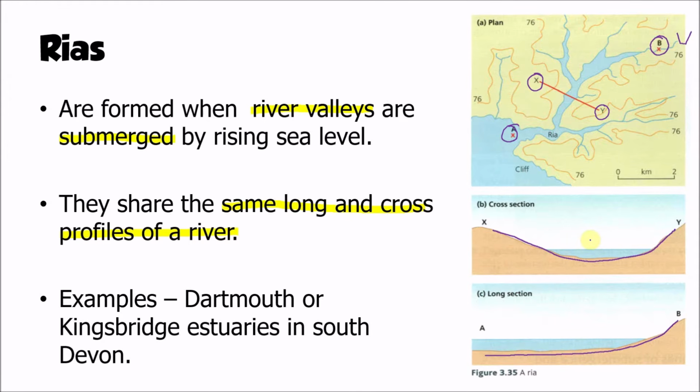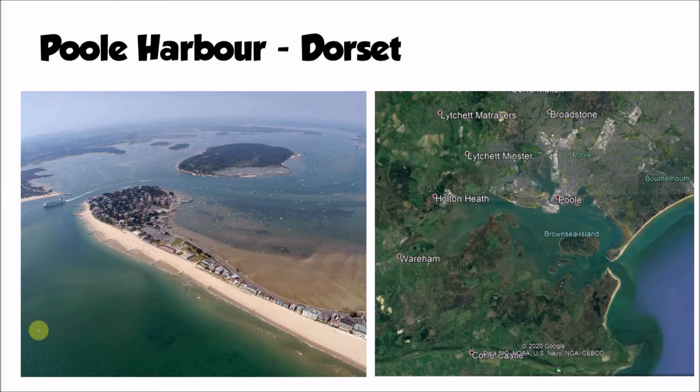A great example of that are the estuaries in and around Dartmouth and Kingsbridge on the south coast in Devon. We're going to cut and have a look at those on Google Earth in a minute, but more locally to us in Dorset, Poole Harbour is actually a great example of a ria as well. So Poole Harbour is obviously the mouth of a few rivers, particularly the River Frome coming down through Wareham, and those rivers originally would have flowed out into the sea at this point. But sea levels have risen and this area has been flooded by a rise in the sea level.